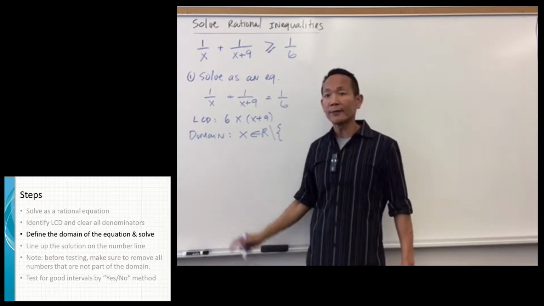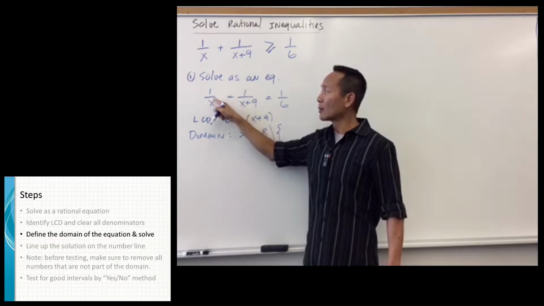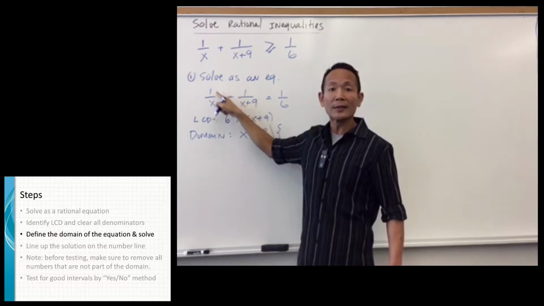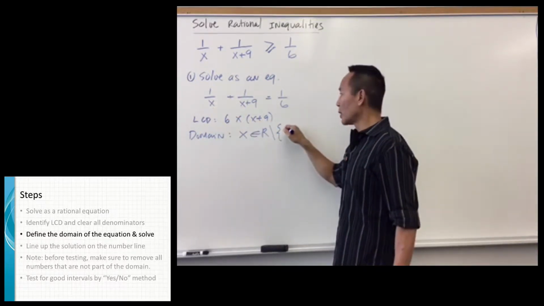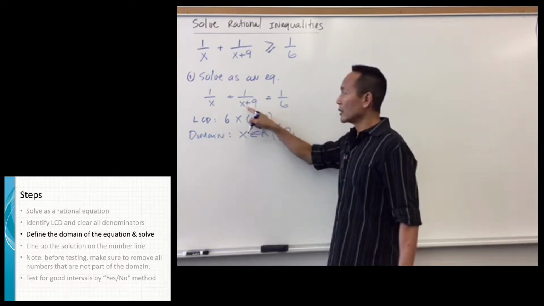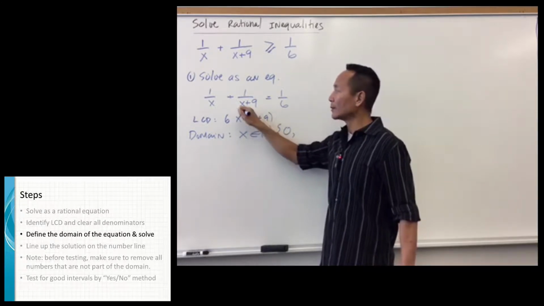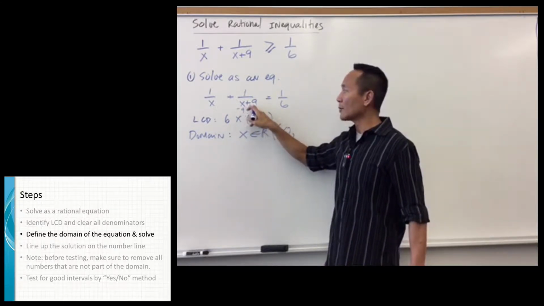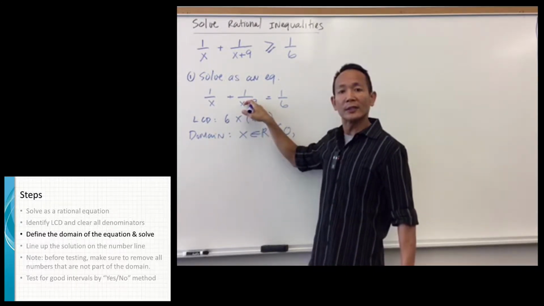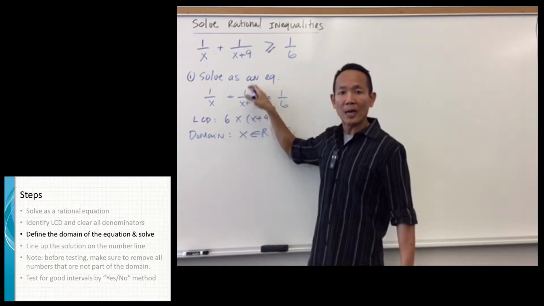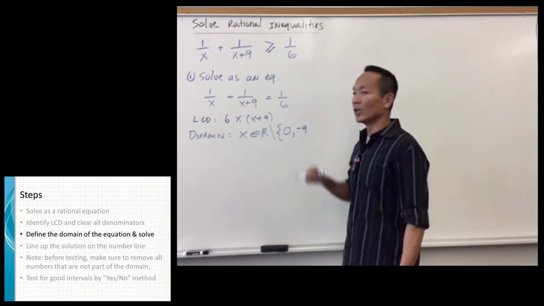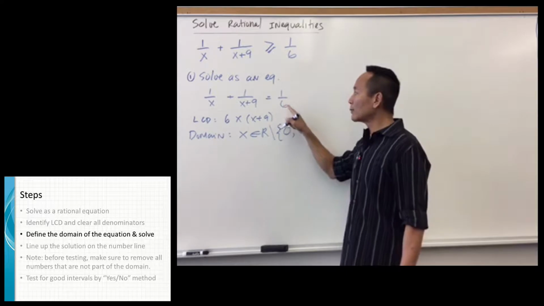In this case, x equals 0 would make this denominator 0, and 1 divided by 0 is undefined. So 0 is not included in the domain. For the second fraction, if you replace x by negative 9, negative 9 plus 9 would be 0. So negative 9 would make this denominator 0, and 1 over 0 is undefined again. So negative 9 is no good, not in the domain.